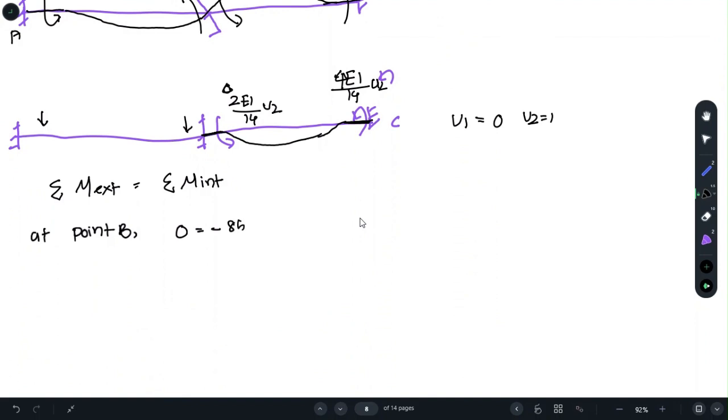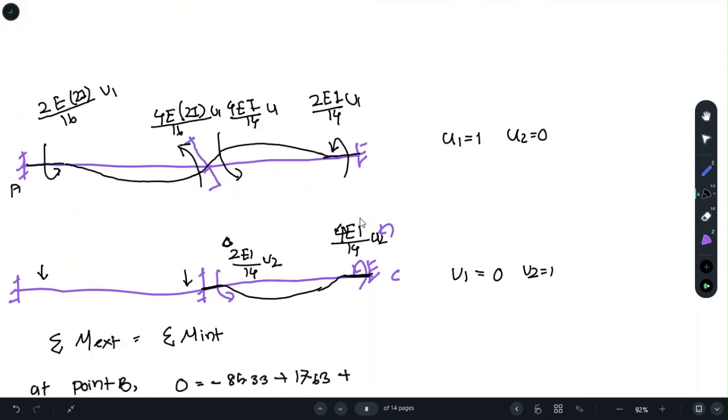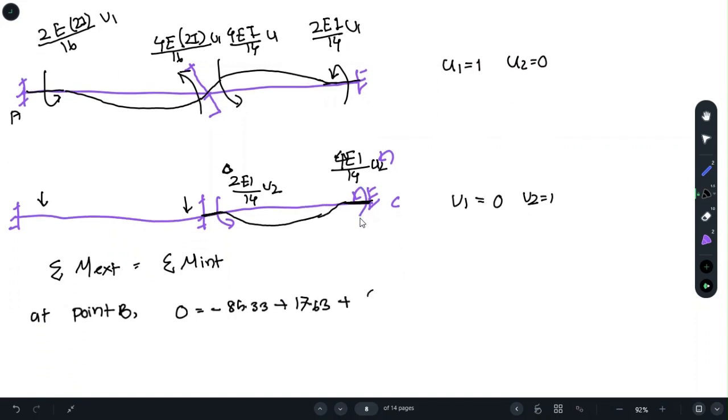Negative 85.33. Later we'll get 17.63 positive. Later we'll get what we wrote here: 4 multiplied by 2, 8EI over 16 u1, and this, which is 2EI over 14 u2. So this is our first equation.